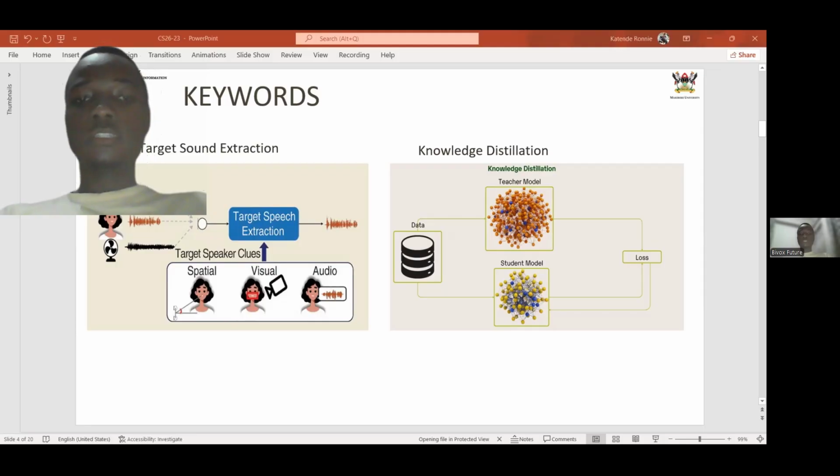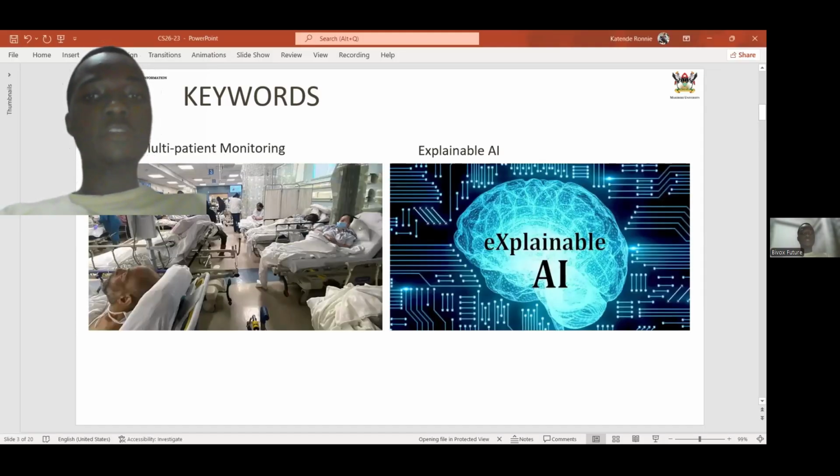Then we have multi-patient monitoring. The multi-patient monitoring here specifically involves continuous tracking of respiratory conditions for multiple patients. We are able to monitor their breathing rates, and whether there are going to be some crackles from a particular patient. We shall be monitoring patients to see their breathing rates, mostly that.